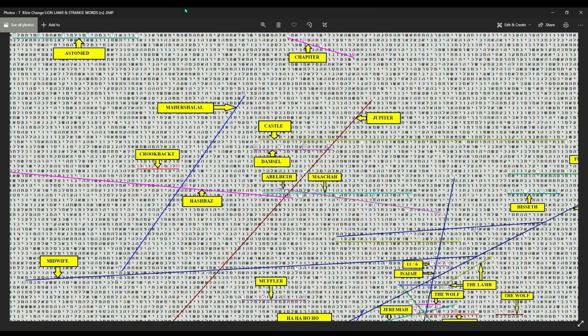Okay, portion 7, the final one. Made it. Got there eventually. Lion, lamb, wolf and strange new added words portion of the Matrix.